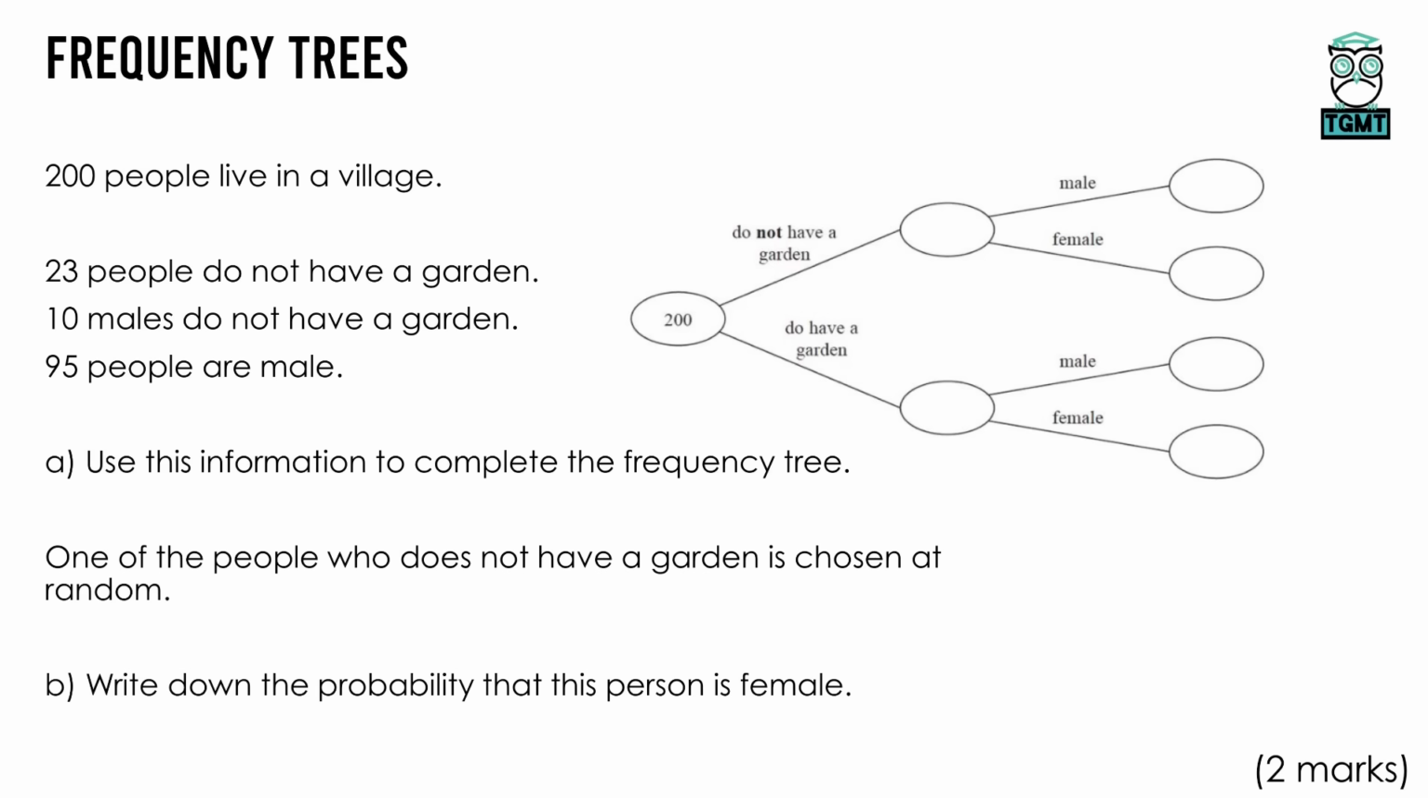Okay, I'm looking at a frequency tree. Now it says here 200 people live in a village, that's given to us on the frequency tree, and then starts to tell us a lot of information. So I'm going to start to fill these in as I read it.